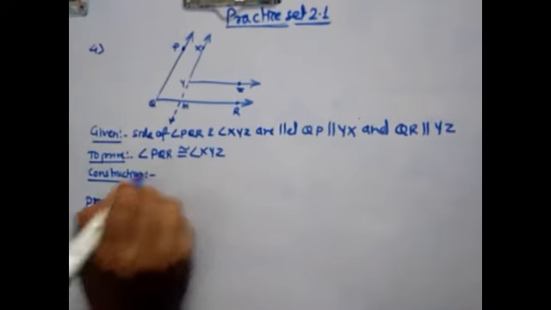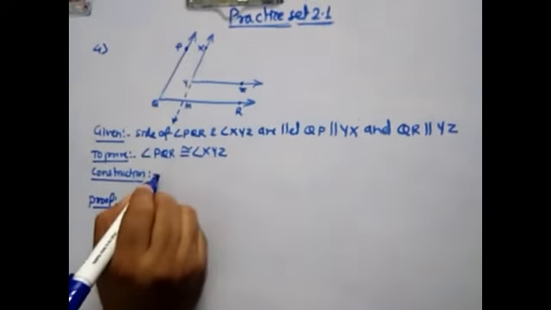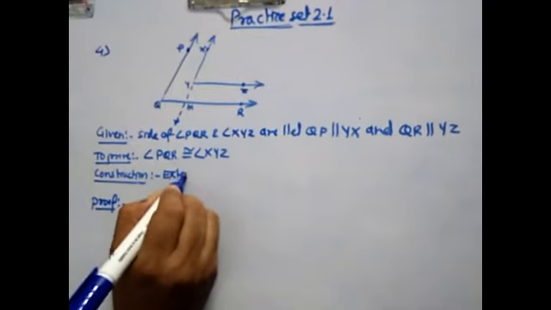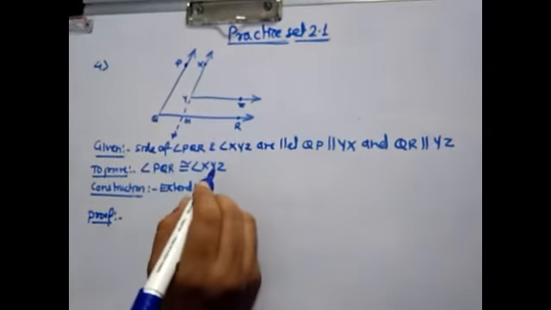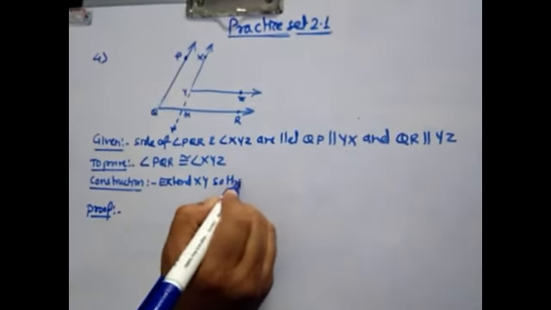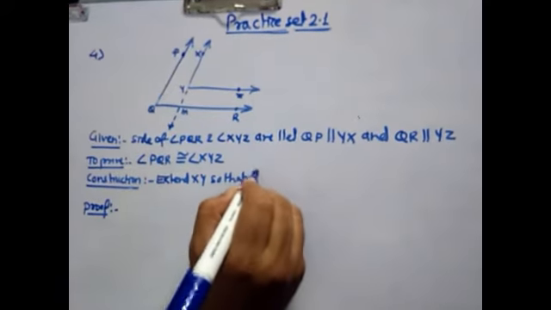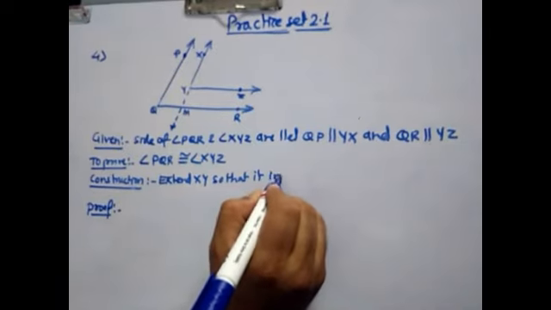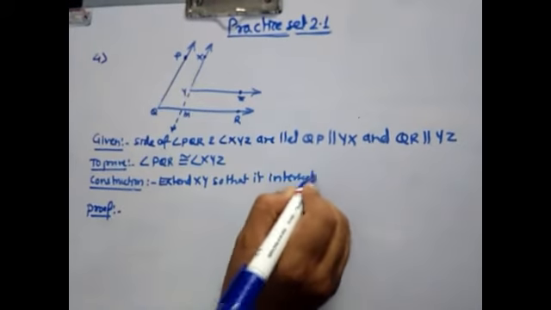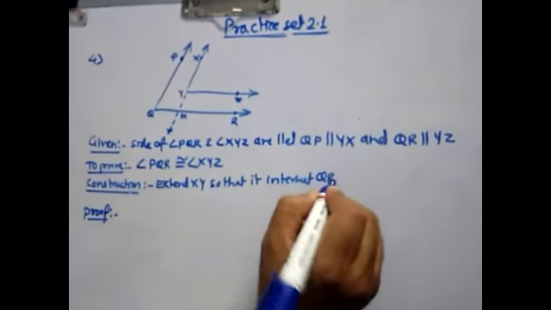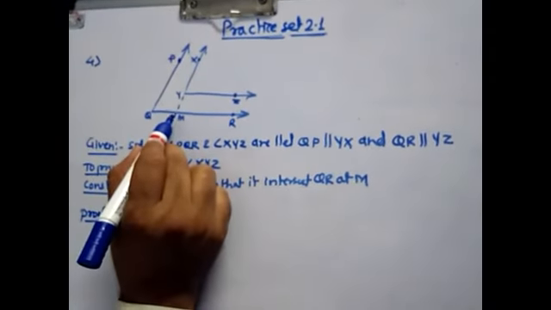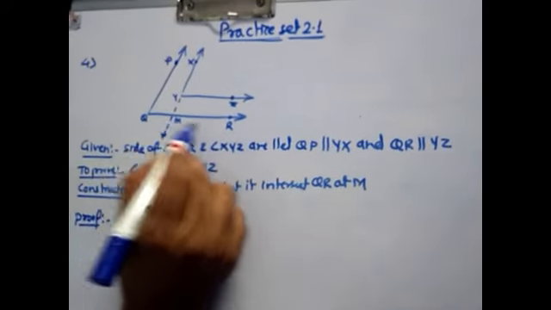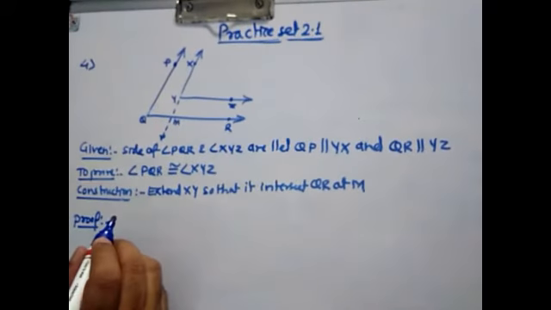Prove. Now some little construction will be here: extend XY. So this XY will be extended so that it intersects QR at M. That intersects QR at M.